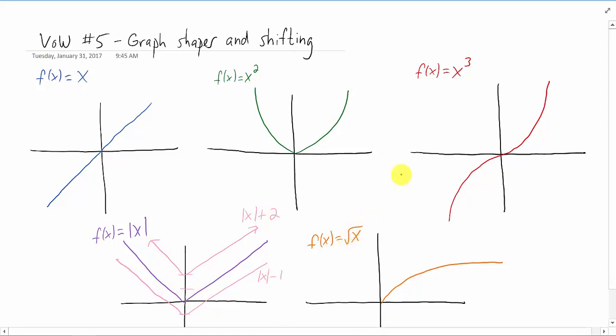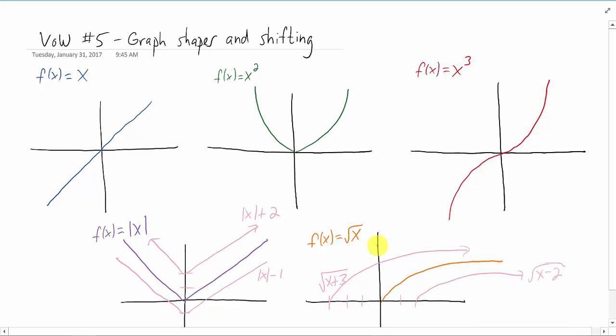Pretty easy. Now with any of these graphs, if you replaced x with say x minus 2, in this example that would look like this. We've just replaced x with x minus 2. What that does is it shifts the graph to the right by 2 units. If you wanted to shift a graph to the left, let's say 3 units, you would just replace x with an x plus 3. And that graph would look something like that.